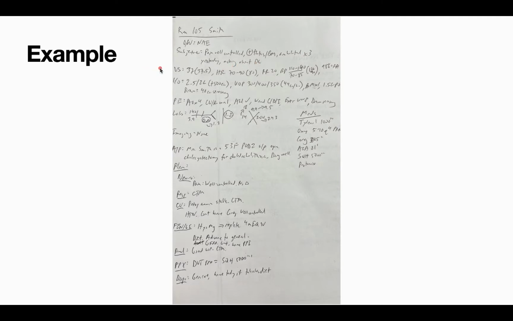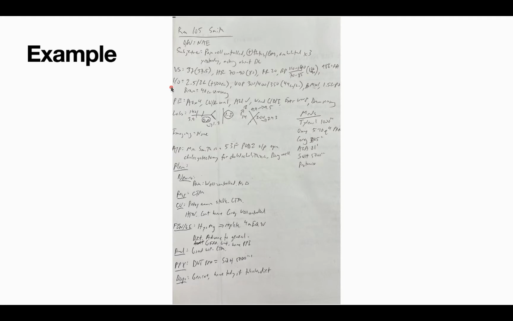So for vital signs, her temperature is normal. It's 37 with a Tmax of 37.5 overnight. Her heart rate ranged from 70 to 90. It's currently 80. Her respiratory rate is 20. Her blood pressure ranged from 110 to 140 over 70 to 85. It's currently 120 over 90, and she's satting 98% on room air.